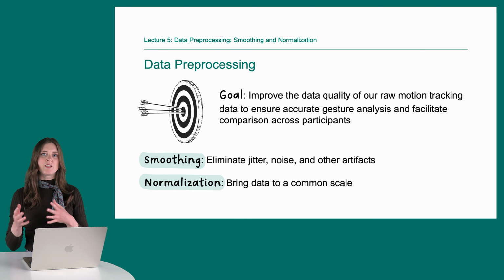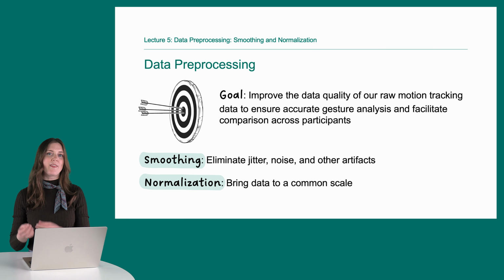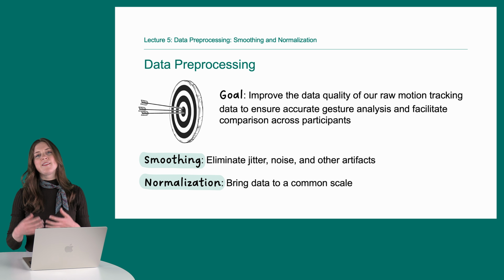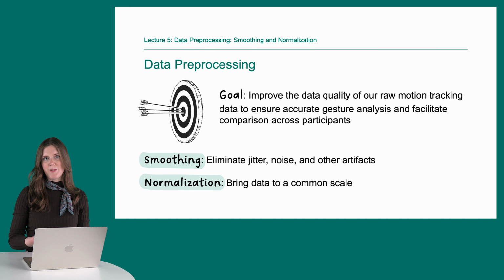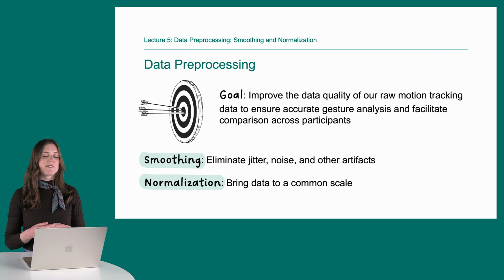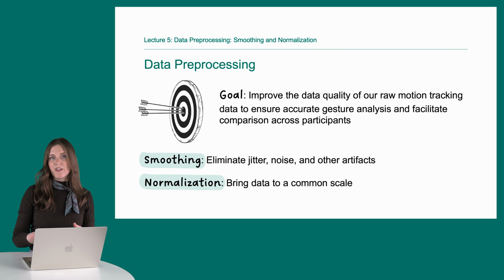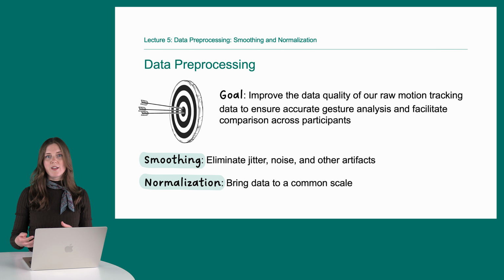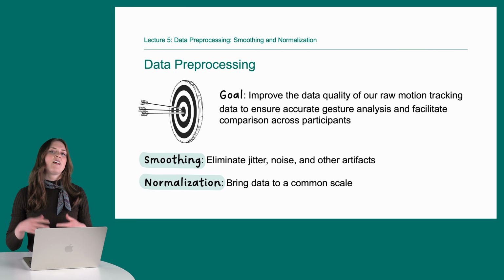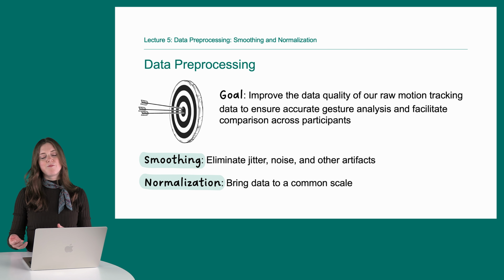Data preprocessing is the process of transforming raw, messy data into a format that is suitable for analysis. Our goal is to reduce noise from tracking inaccuracies and deal with the variability in our videos that makes it hard to compare across participants. We do this in two steps. The first step is smoothing, which gets rid of jitter, noise, and other artifacts. The second step is normalization, where we bring all the participants to a common scale in a standardized coordinate space.